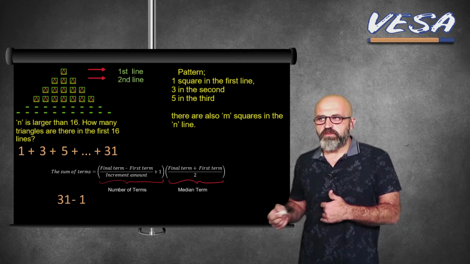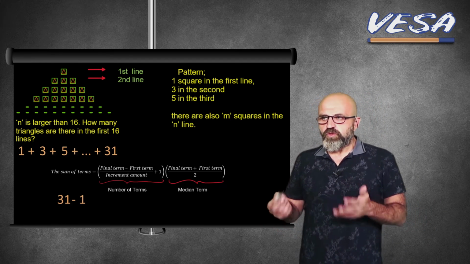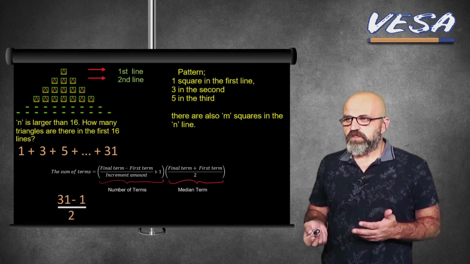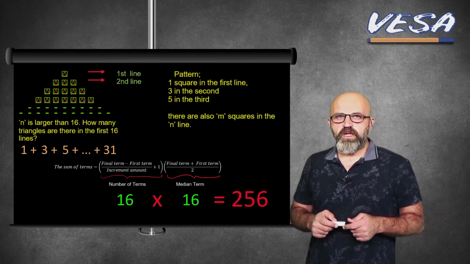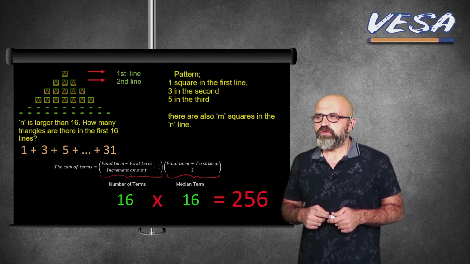31 minus 1 is equal to 30. 30 divided by the amount of increase, the increase between lines is 2, plus 1, so the number of terms is 16. When we talk about the sum of the last and first term, that is, the median term, 31 plus 1 equals 32. 32 divided by 2 gives us 16. 16 times 16 is equal to 256, which gives us the answer to the question.